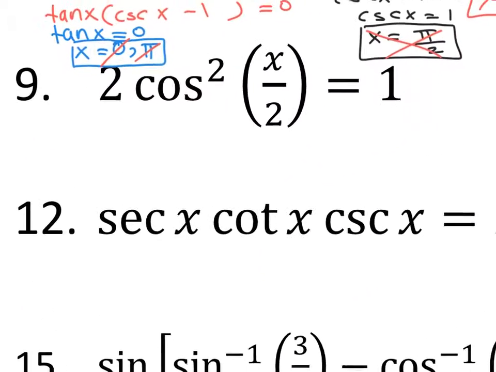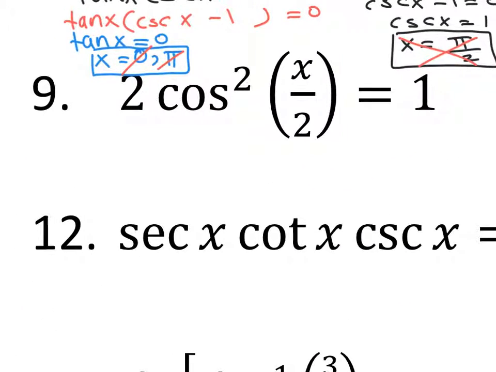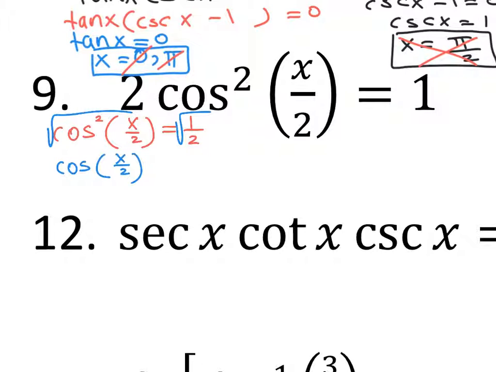2 cosine squared of x over 2 equals 1. So I'm going to start by dividing by 2. So cosine squared of x over 2 equals 1 over 2. Now remember to square root both sides because I need the cosine. So that would give me cosine of x over 2 equals plus or minus the square root of 1 over 2, which is the same thing as radical 2 over 2.